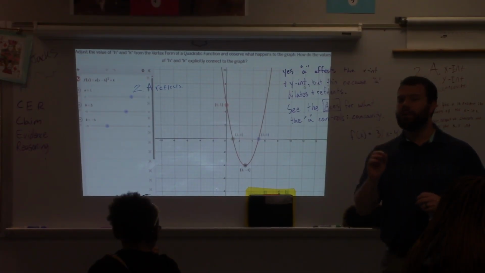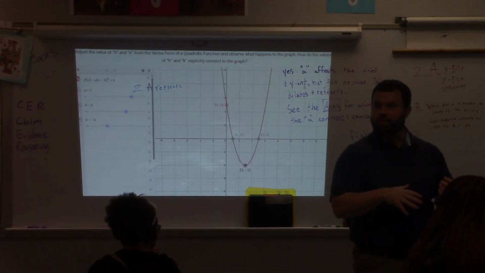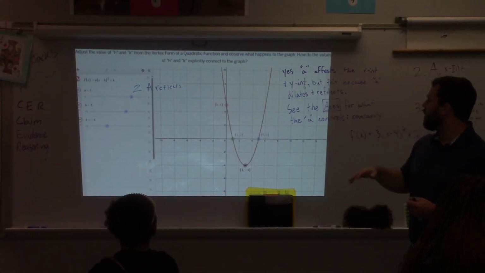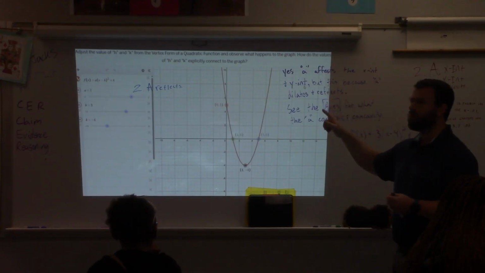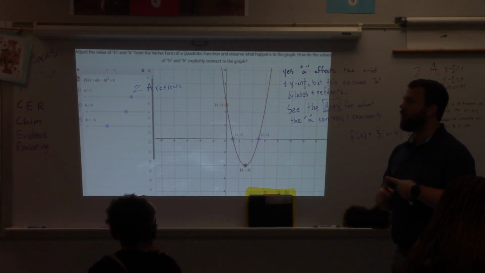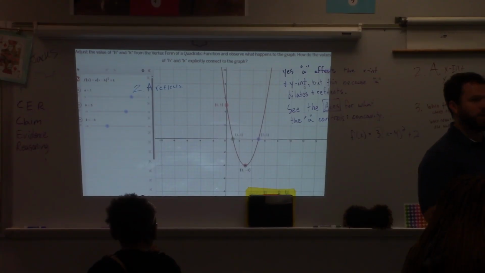The question is, out of all those features, what feature of the parabola are h and k explicitly connected to? Do I see h and k in the y-intercept? Do I see those numbers in the x-intercept? Do I see those numbers in the vertex? That's what I want you to prioritize.